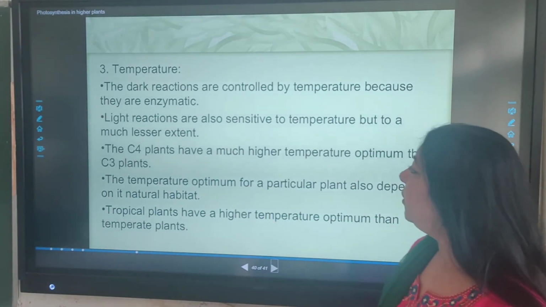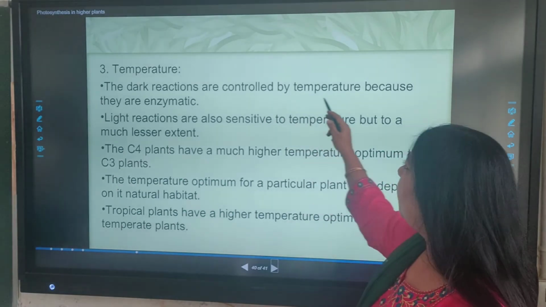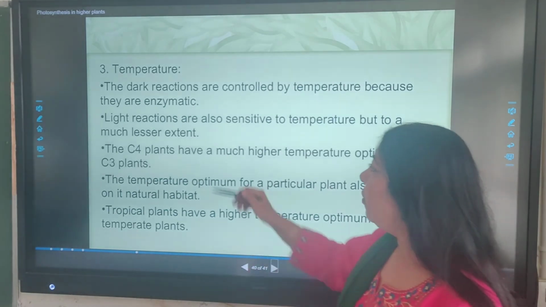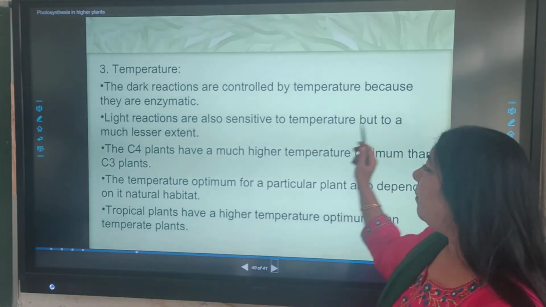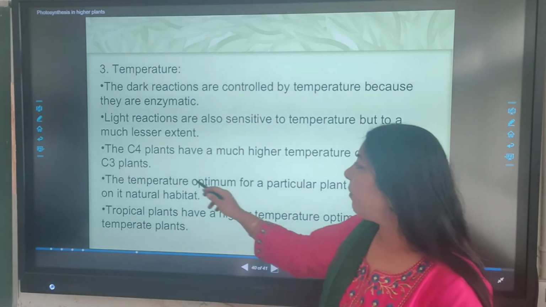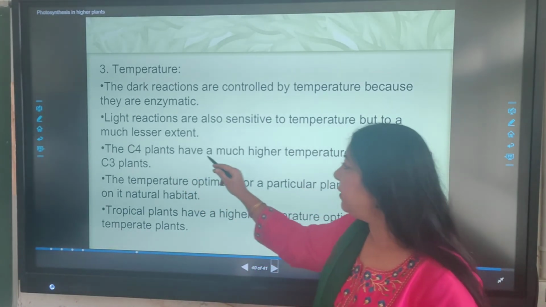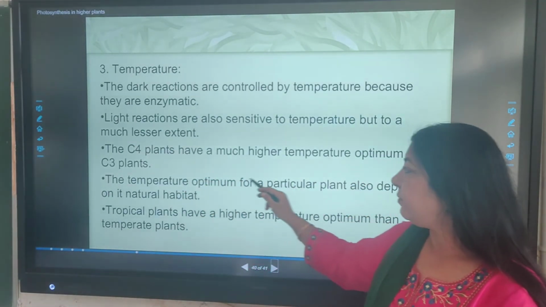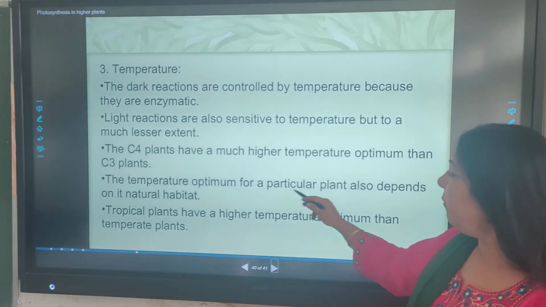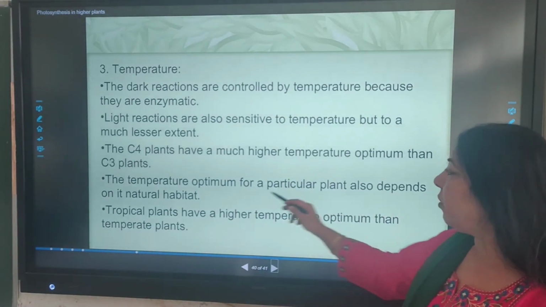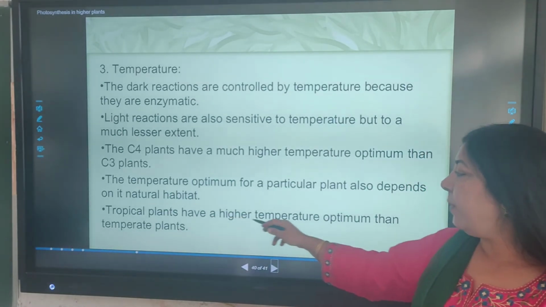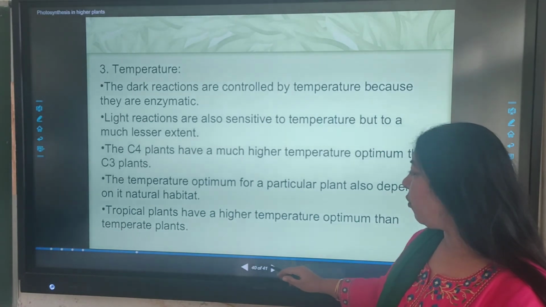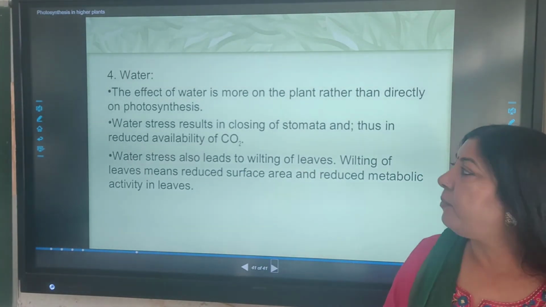Next is the temperature. The dark reactions are controlled by temperature because they are enzymatic. Enzymes are there. Light reactions are also sensitive to temperature, but to a comparatively lesser extent. The C4 plants have a much higher temperature optimum than C3 plants. The temperature optimum for a particular plant also depends on its natural habitat. Tropical plants have a higher temperature optimum than temperate plants. So tropical plants can tolerate it much better.